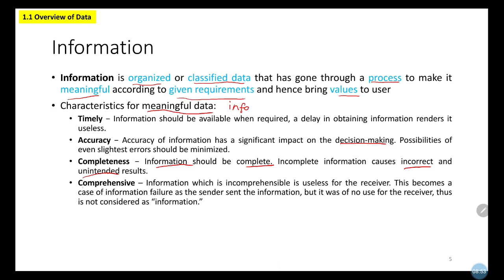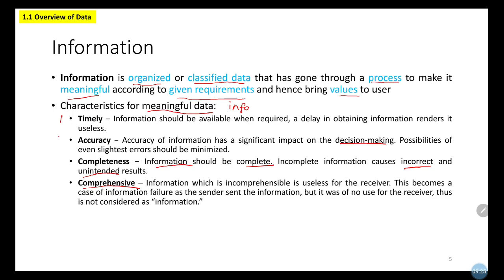And the information also has to be comprehensive, meaning that information which is incomprehensible is useless for the receiver. It's as if you are not getting the full information about something. So it becomes a case of information failure, as the sender sent the information, but it was of no use to the receiver. Thus, we cannot call that information. So that is very important.